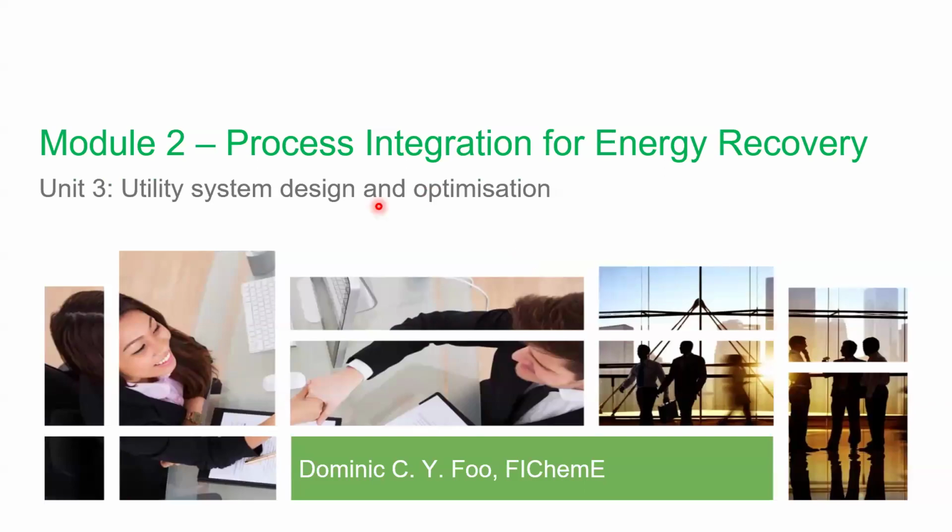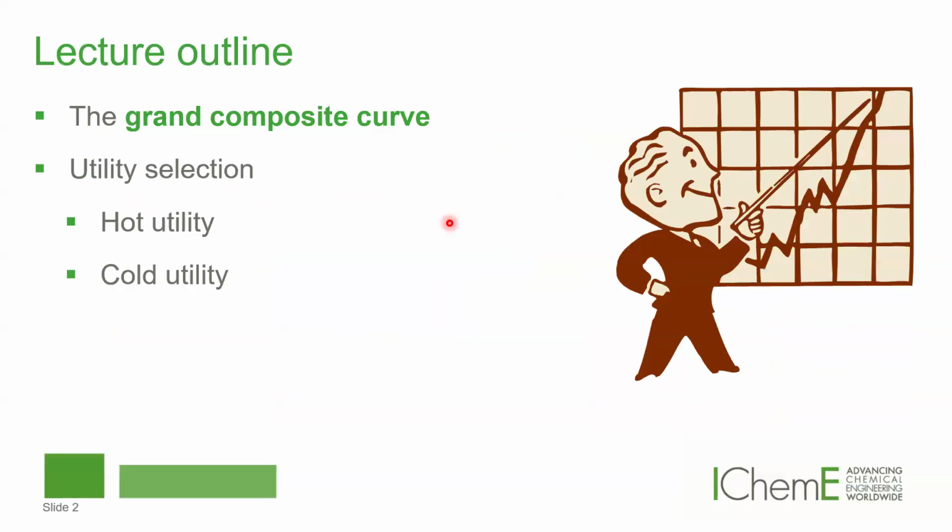Hello, we will continue our lecture on the process integration for energy recovery, and this is the last lecture under that topic. Today we will be dealing with utility system design and optimization. Here I will introduce a new tool called the Grand Composite Curve, and this tool is particularly useful when we are trying to select hot and cold utilities for our system.